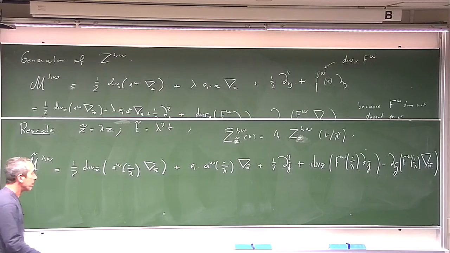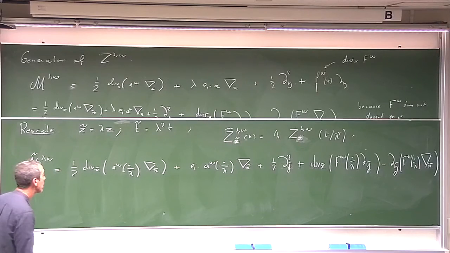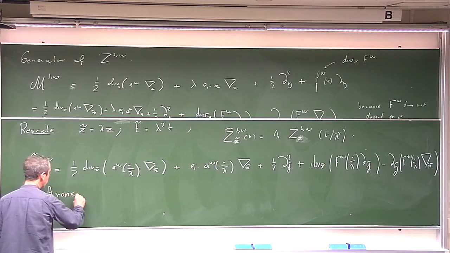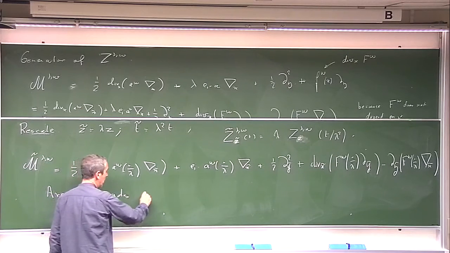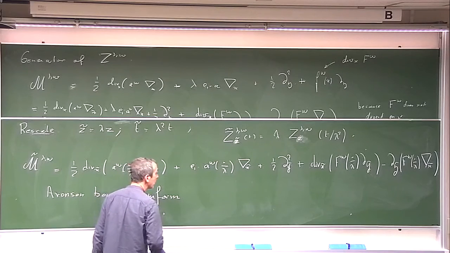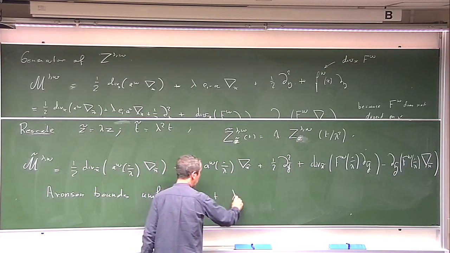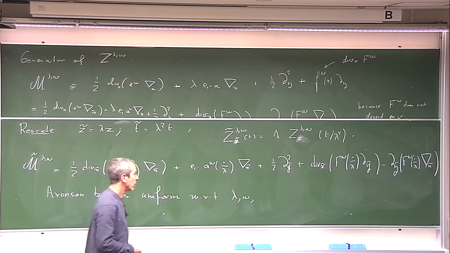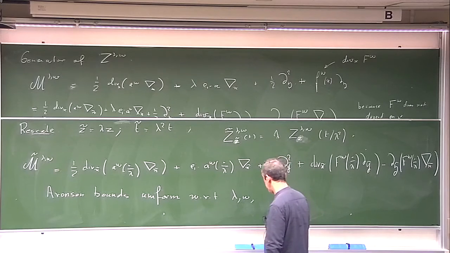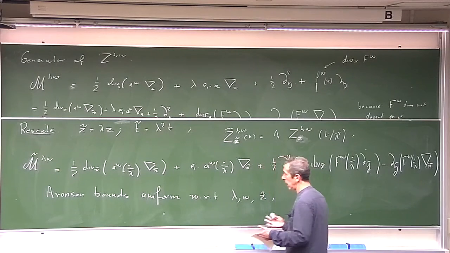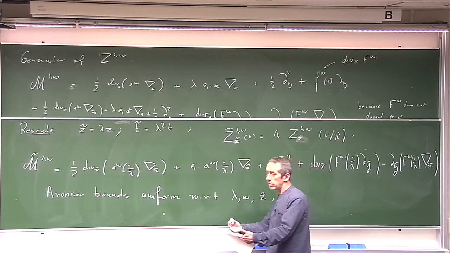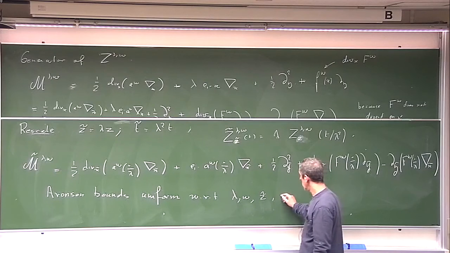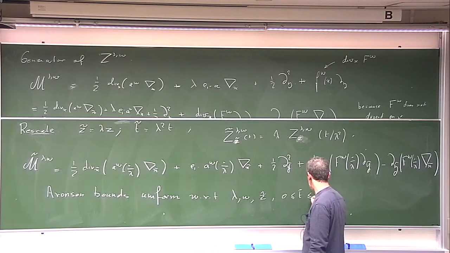We have uniform bounds on all the coefficients, which are uniform with respect to space and with respect to lambda. So we have bounds on the solutions, say Aronson bounds, which are uniform with respect to lambda, to omega, and also uniform with respect to space, to z tilde. I'm going to use Aronson bounds for a finite time interval. So let's say that we consider the case where time t tilde is less than 1.